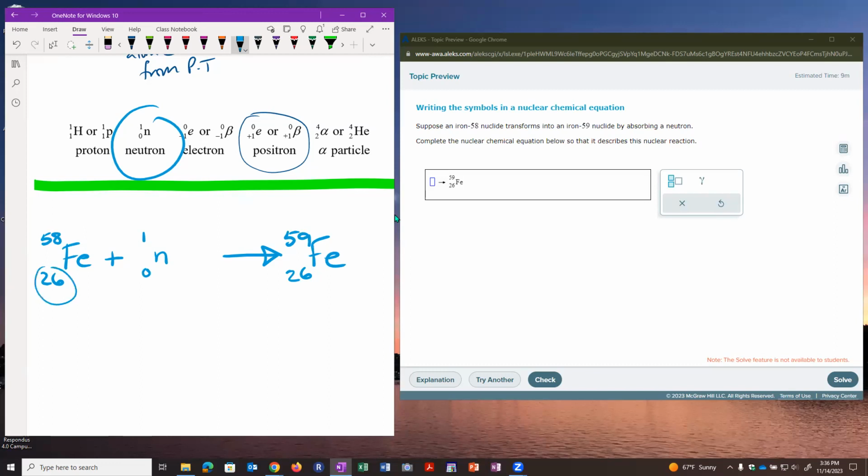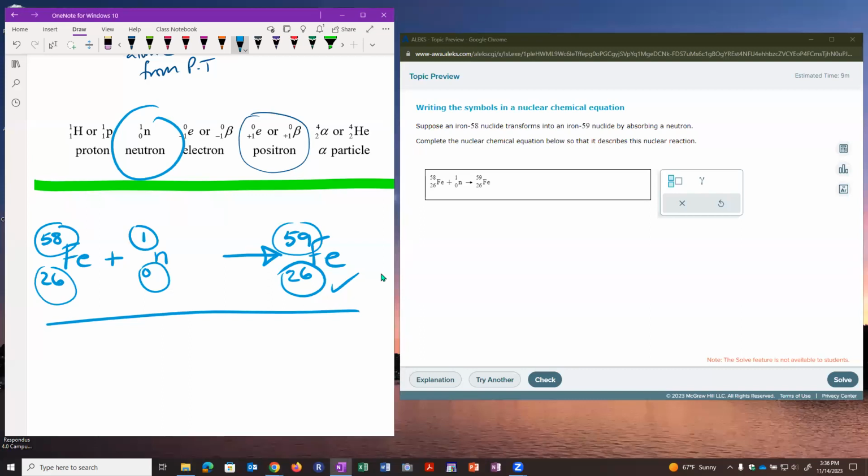So 26 plus 0 is going to give me 26. Those numbers match up. 58 plus 1 gives me 59. Those match up as well. That'll be your nuclear equation for that transformation, right? So again, making sure the numbers add up on the reactant side and the product side is key to solving these types of problems.